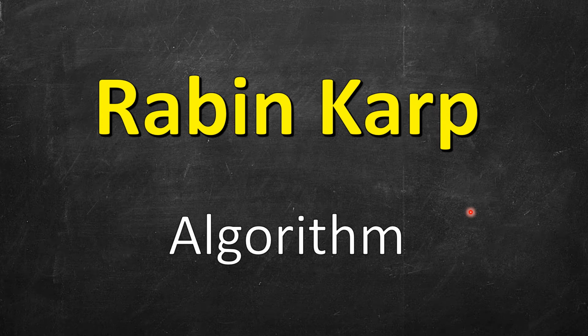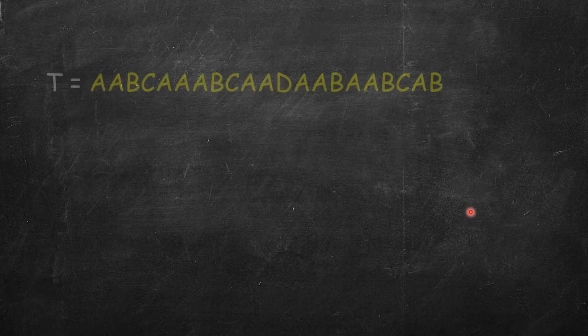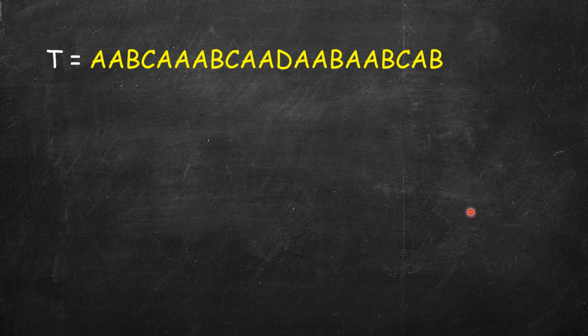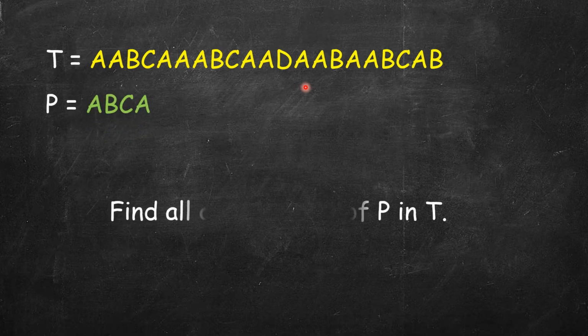Today we will study a string search algorithm called the Rabin Karp algorithm. So let us see what the problem statement is. First we are given a text. In a string search problem we are given a text T and also one pattern P, and our job is to find all occurrences of pattern P in the given text T.